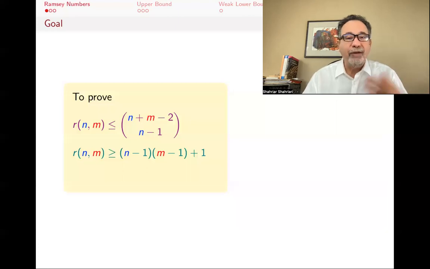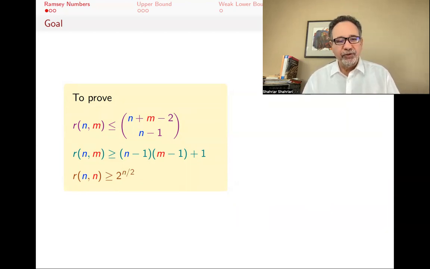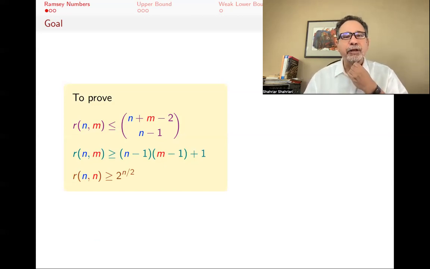We'll also show a very weak lower bound, that R(n, m) is greater than or equal to (n - 1)(m - 1) + 1, and a slightly better one, but one that has an interesting way of arguing, something called the probabilistic method, to show that the diagonal Ramsey numbers, R(n, n), are greater than or equal to 2 to the n over 2 minus 1/2 minus 2 over n. Actually, the same argument shows that it is greater than or equal to 2 to the n over 2, and actually better than that. But I will only show the other one.